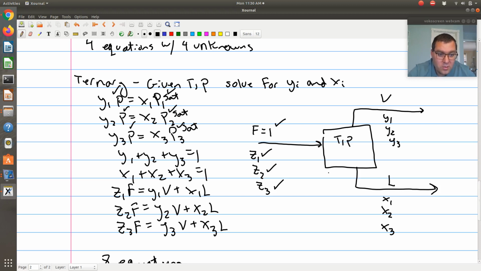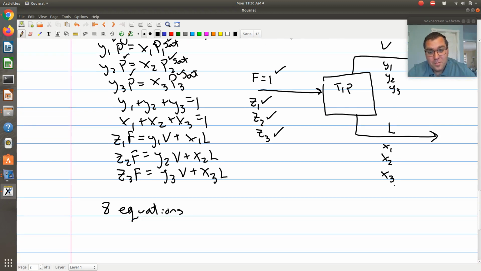How many unknowns did I introduce in my mole balances? Well, I know all my Z's, so those aren't unknown. F, remember we took a basis of F of 1, so that's not unknown. If I look at this right-hand side, we've already accounted for not knowing X1, X2, X3, Y1, Y2, and Y3, so those have already been accounted for in our list of unknowns. But basically we just added 2, L and V. So we added L and V to the mix, so that's going to give us a system of 8 equations with 8 unknowns.